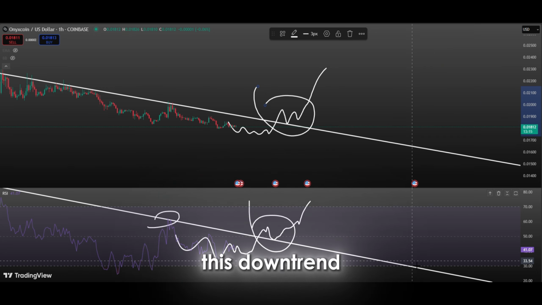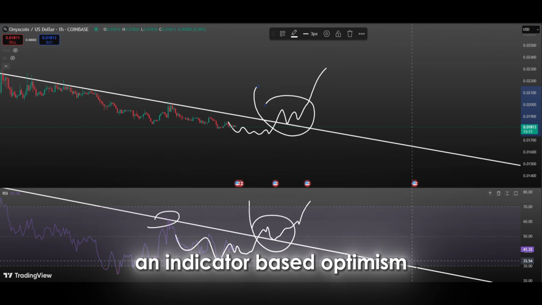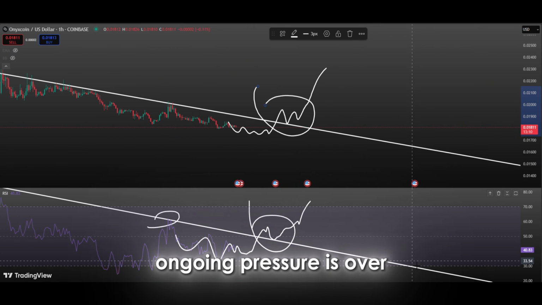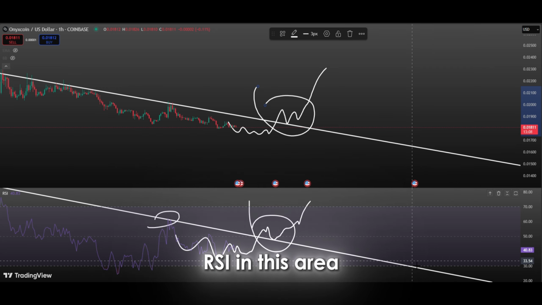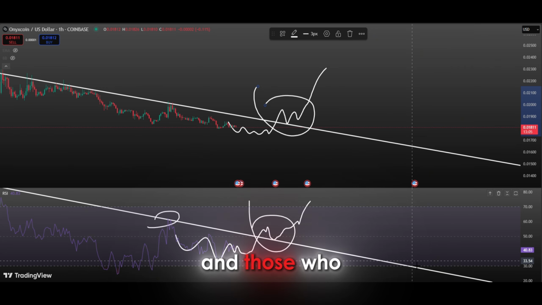As a result, this downtrend breakout scenario on the RSI is not only an indicator-based optimism, but it can also be a technical turning point on the price chart, indicating that the ongoing pressure is over and a new bullish wave may begin. That's why the movement of the RSI in this area is of great importance for both short-term strategists and those who are trying to determine the medium-term direction. That's why we should follow the RSI indicator so that we can get the signal in advance.